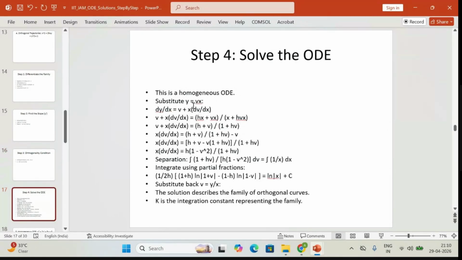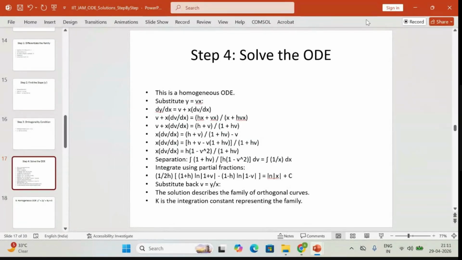So this is a homogeneous ODE. You substitute y equals vx. So then dy/dx becomes v plus x dv/dx. Then there is a bit of algebraic manipulation. And finally, you get x dv/dx equals h(1 minus v squared) by 1 plus hv. Then you do separation of variables: (1 plus hv) by h(1 minus v squared) dv equals 1 by x dx, and then integrate by partial fractions. Substitute back v equals y by x, and the solution describes the family of orthogonal curves. K is the integration constant.